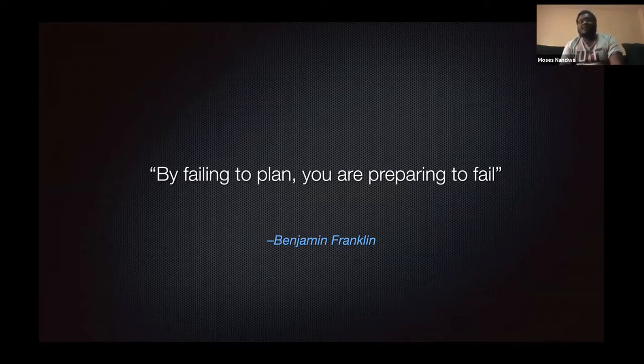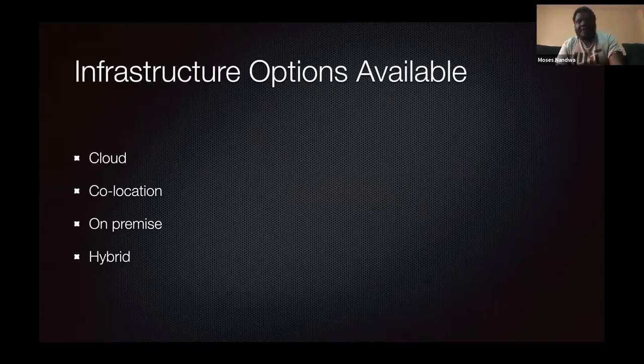So this involves many things. Checking out the options that are available. So we have various options where you can deploy your code. We have cloud, we have colocation, we have on-premise, and we have hybrid. So just to explain, on cloud, we have providers like AWS, Google Cloud, we have Azure, we have DigitalOcean, we have those people. What's colocation?